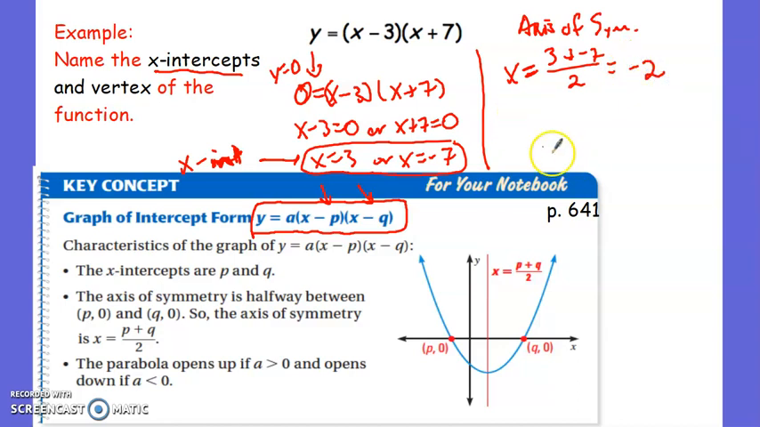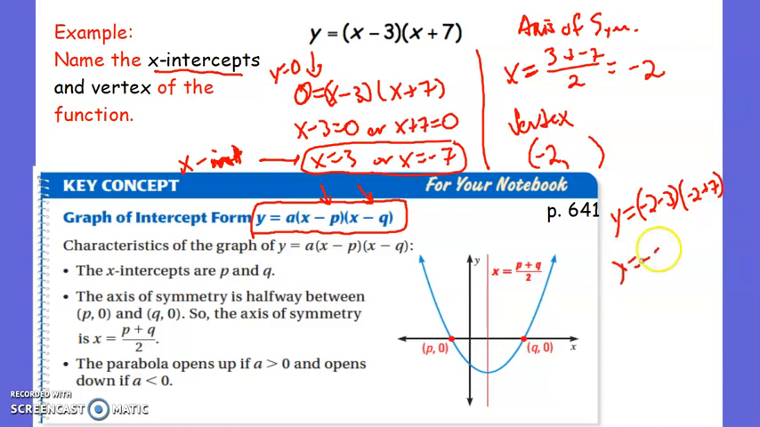And my vertex is halfway completed then, negative 2 comma, I just need to find the y coordinate. And again, to do that, we can go right back to our original equation, even in factored form. Y will equal negative 2 minus 3 and negative 2 plus 7. So we can say that y equals negative 5 times 5, or y equals negative 25, which will get me that y coordinate of my vertex.